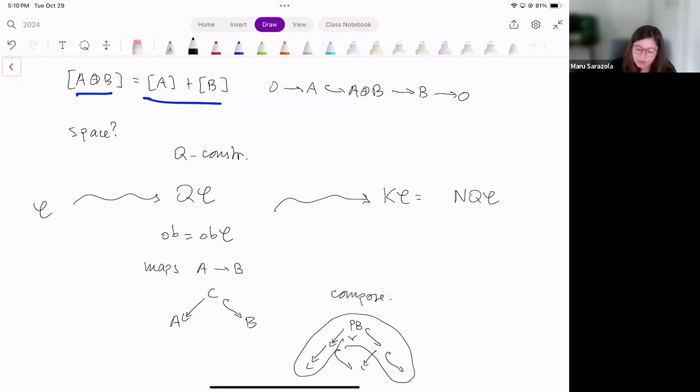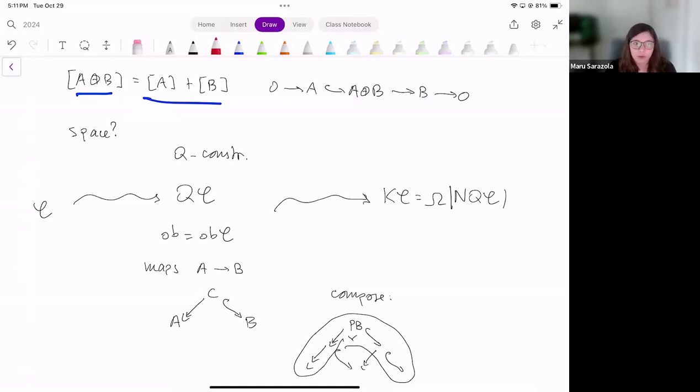I'm going to take the nerve. So now I have a simplicial set. I'm going to take the geometric realization. So now I have a space. And we wish that this was the K-theory space, but unfortunately, we're still one step away. When you get to this space, you need to take loops on that. And loops on the space is your K-theory space.